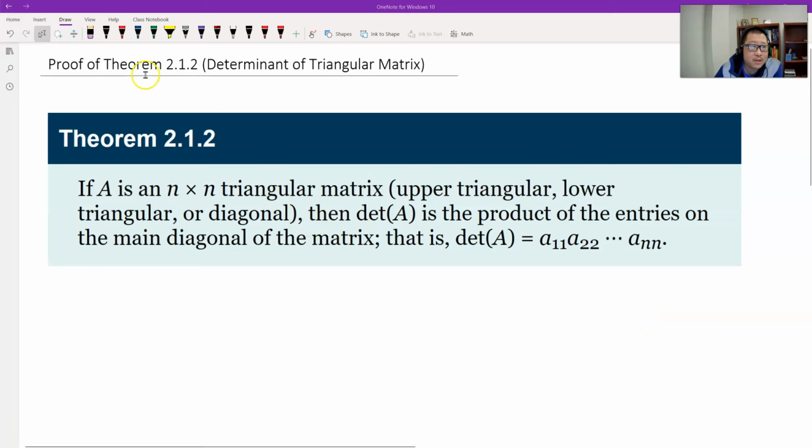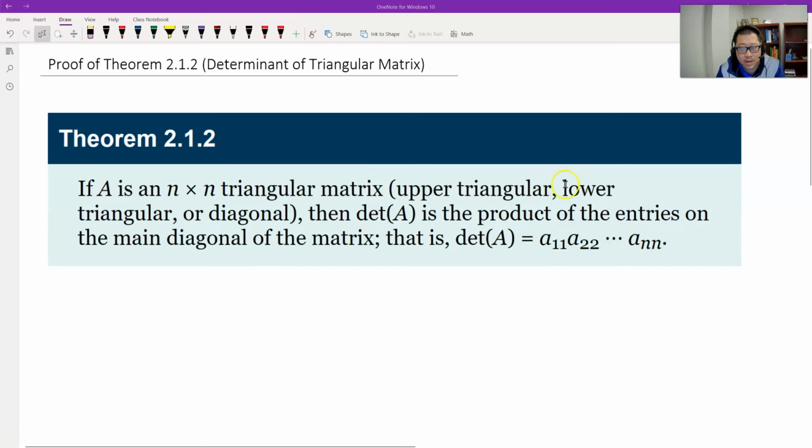In this video, let's prove Theorem 2.1.2, which is the determinant of a triangular matrix. The theorem states, for any triangular matrix, no matter upper triangular, lower triangular, or diagonal, the result of the determinant is super simple. It's just the product of the entries on the main diagonal. Okay, all the entries come together.